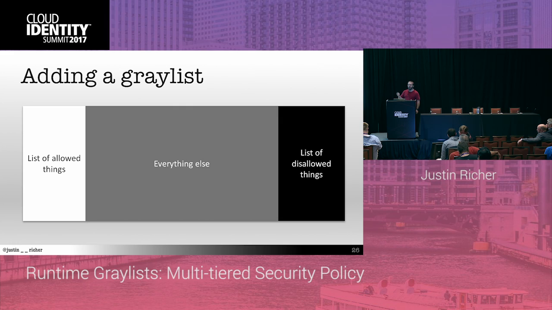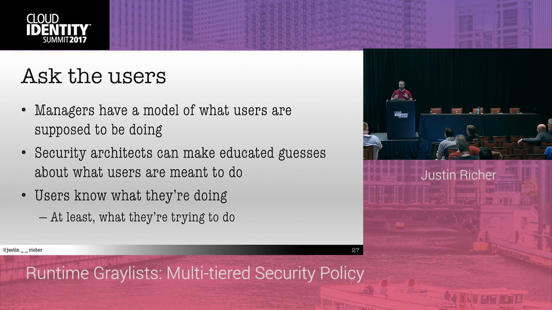And that gray list box means ask someone. Ask someone. You need to make a runtime decision of whether or not this kind of thing is allowed. And the most common person and the most obvious person to ask is the end user. There we go.